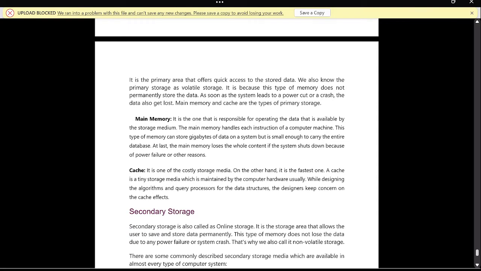Main memory gives you the fastest access to the data you have stored, and it is also volatile. You can store gigabytes of data, but it is small, comparatively less memory storage than the secondary devices. So in addition to main memory, to extend the memory space, we have secondary memory devices. And main memory is also volatile.